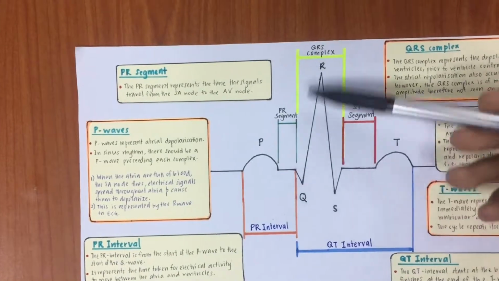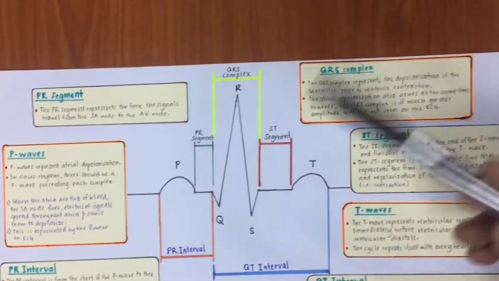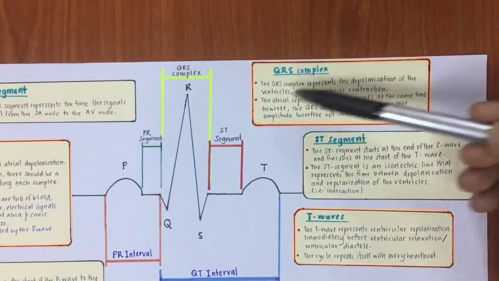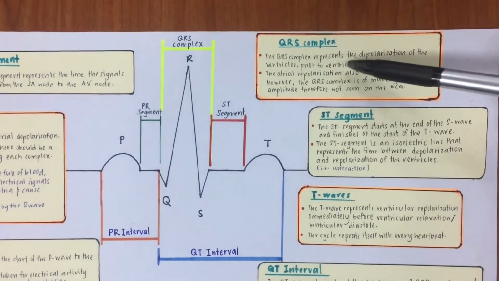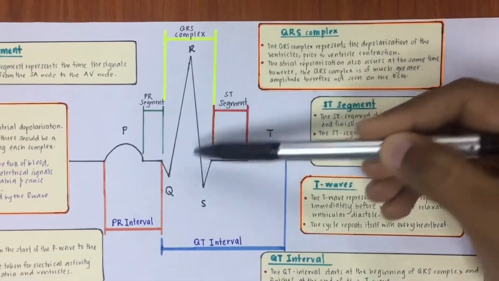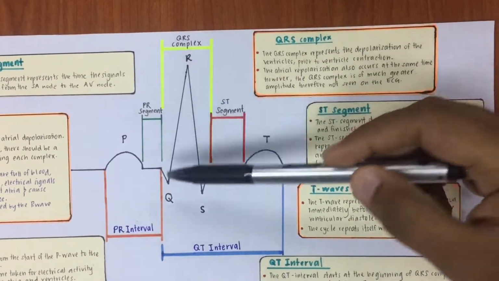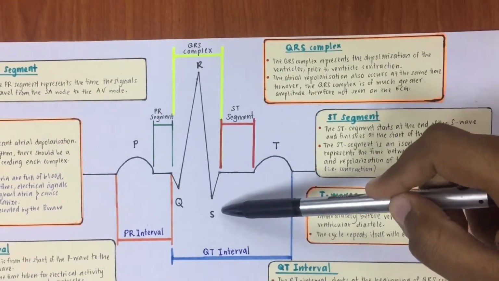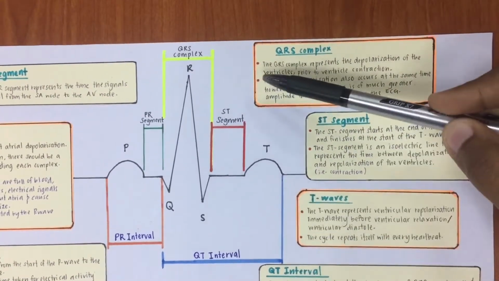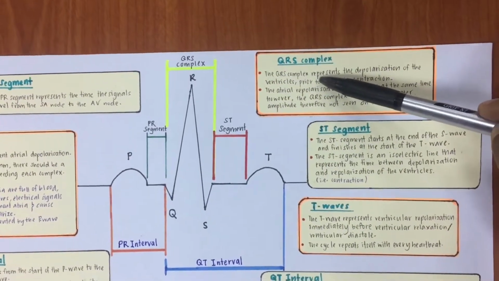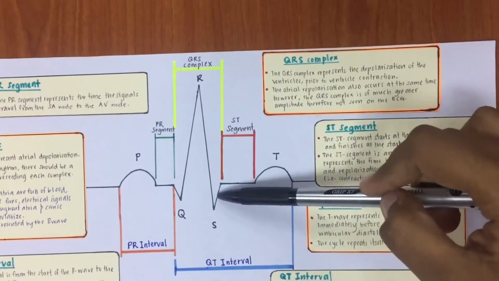After that, we have the QRS complex. Now, the QRS complex represents depolarization of the ventricles prior to the ventricle contraction. Now, the atrial repolarization also occurs at the very same time. However, the QRS complex is of much greater amplitude compared to the atrial repolarization. Therefore, atrial repolarization cannot be seen on the ECG.